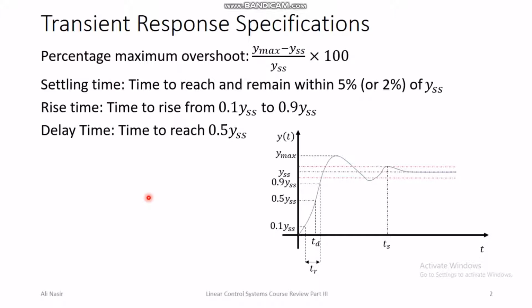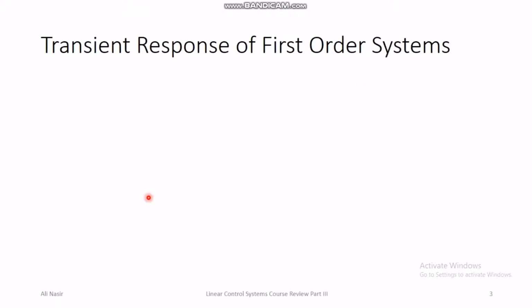So these are the performance specifications for LTI systems in terms of transient response. Then we look at the transient response of specific systems, for example first order and second order systems. A first order system is written in standard form as follows: 1 over tau s plus 1, where tau is the time constant of the system.